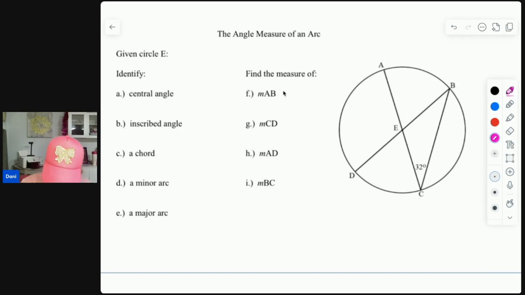Okay, and it looks like my little arc marks did not transfer through. So there we go. Those are supposed to be arcs. All good.